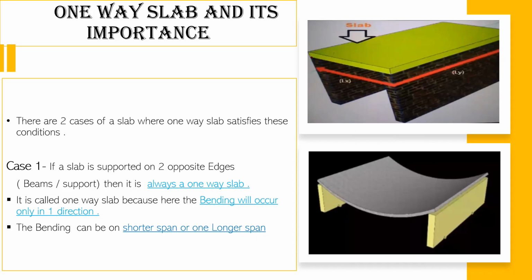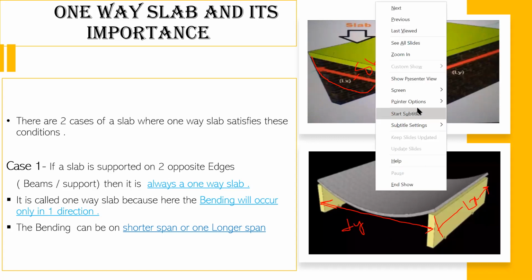So in this case, what is happening? The bending is happening only in Lx direction, where Lx is my shorter span. Now let us consider this particular slab. This is my shorter span, which is denoted as Lx, and this is my longer span, which I'll consider as Ly. So in this case, what is happening? The slab is bending in this direction, right? The slab is bending.